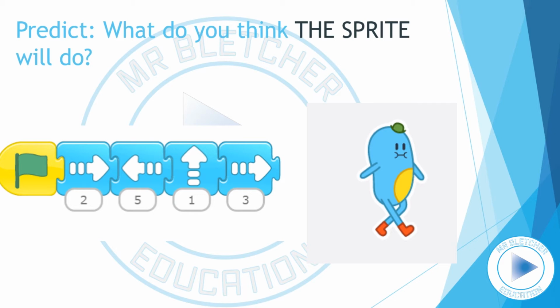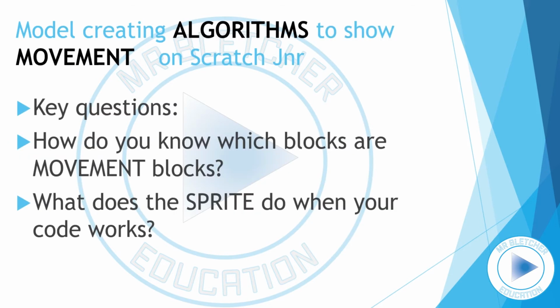So, as a bit of a prediction to challenge your children, they've experimented with the code and creating algorithms last week. Can they make a prediction about what the sprite will do with this code? They may have remembered that the blue blocks show movement, so they may be able to tell you. And then, after this, we model to the children algorithms to show movement. Our key questions will be, how do you know which blocks are movement blocks? What does the sprite do when our code works?